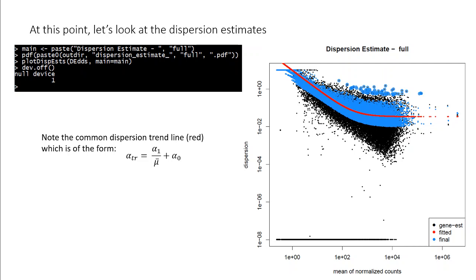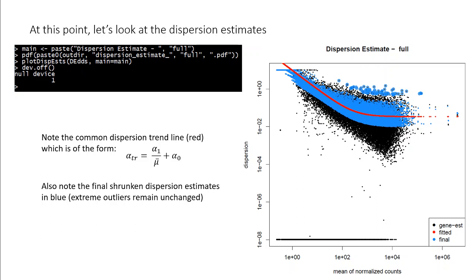At this point, let's look at the dispersion estimates that DESeq2 computed. Using the plotDispEsts routine with our dedds object as an input, we can see the original dispersion estimates in black dots, as well as the fitted dispersion trend line in red. A major assumption made is that the dispersion parameter will be higher for genes with lower average counts, regardless of the length of the gene or what sample it is in. And this value will decrease to a constant value for higher average count genes. The final shrunken dispersion estimates are shown in blue.